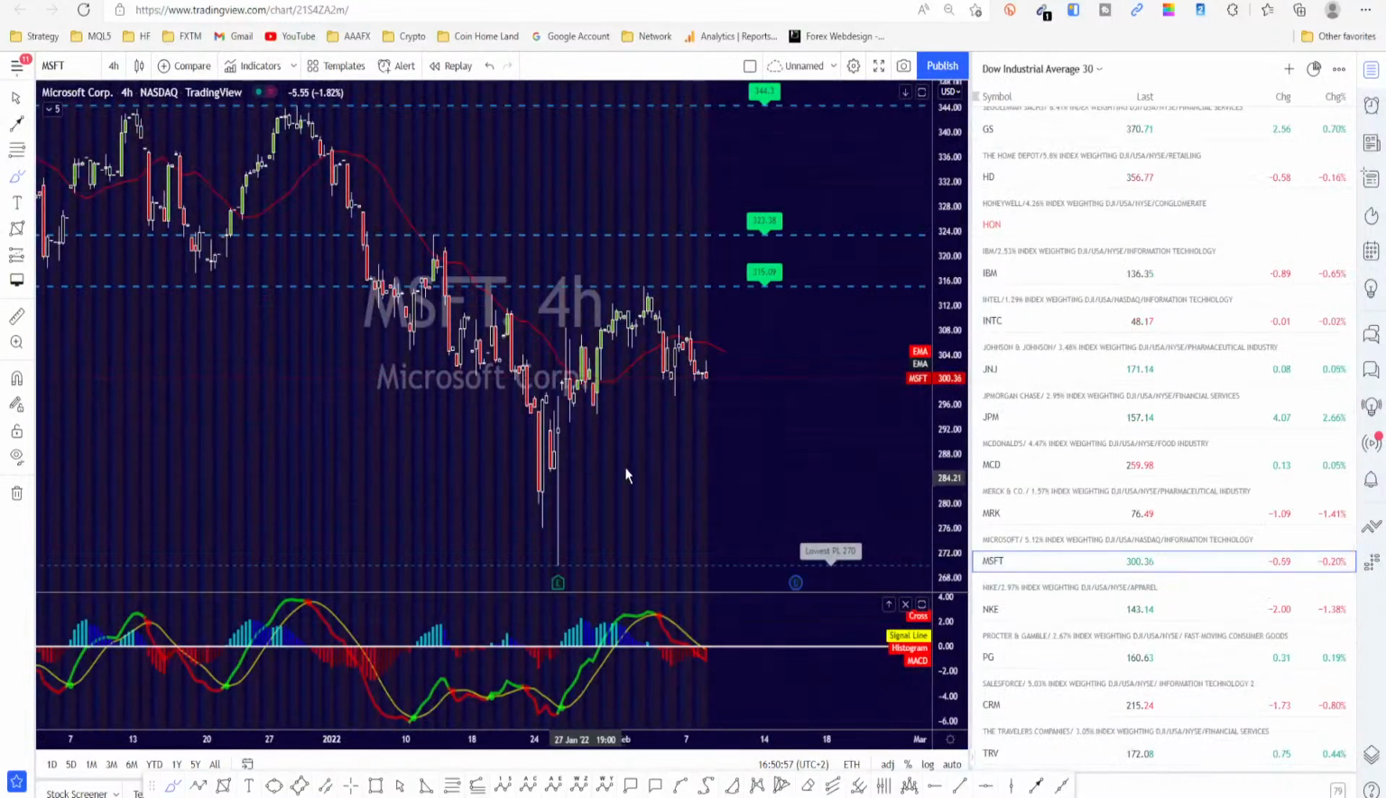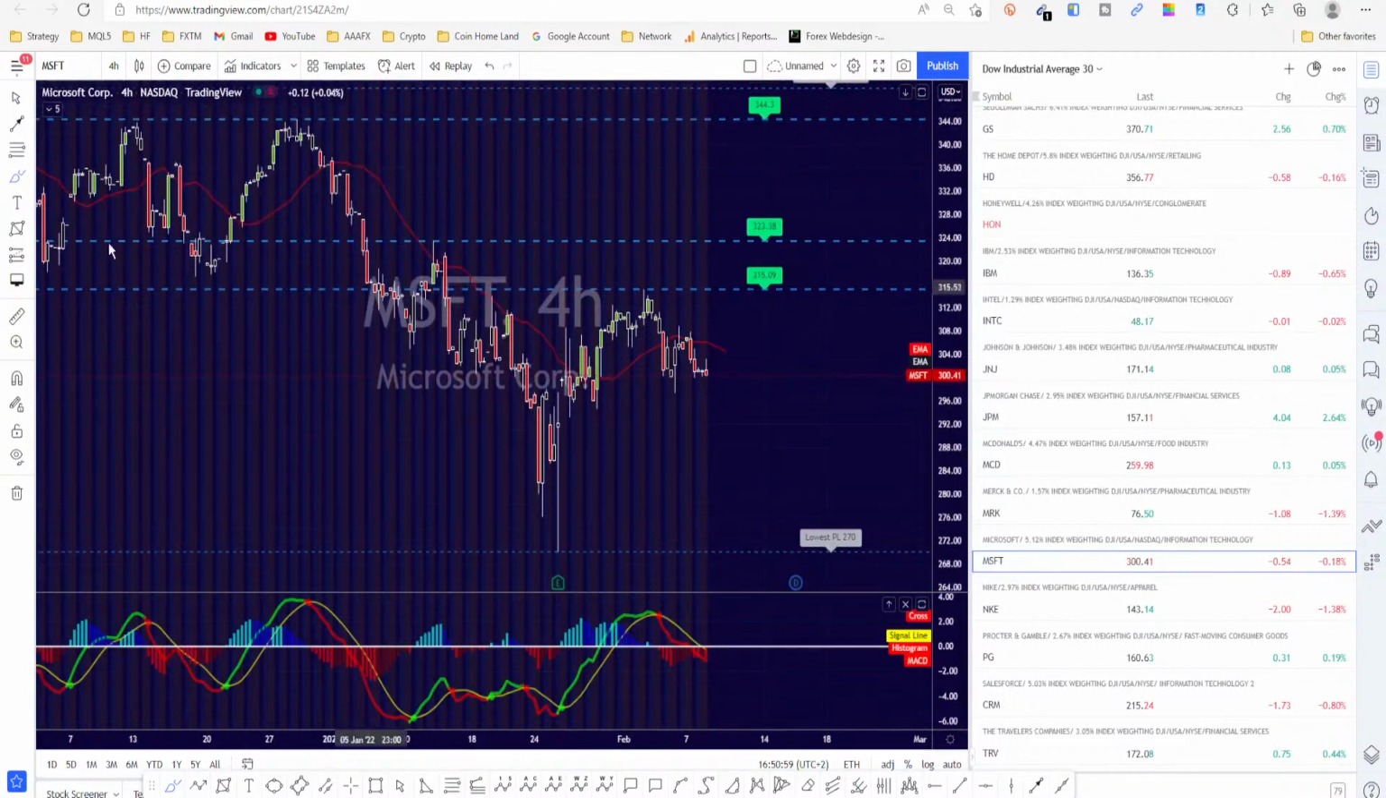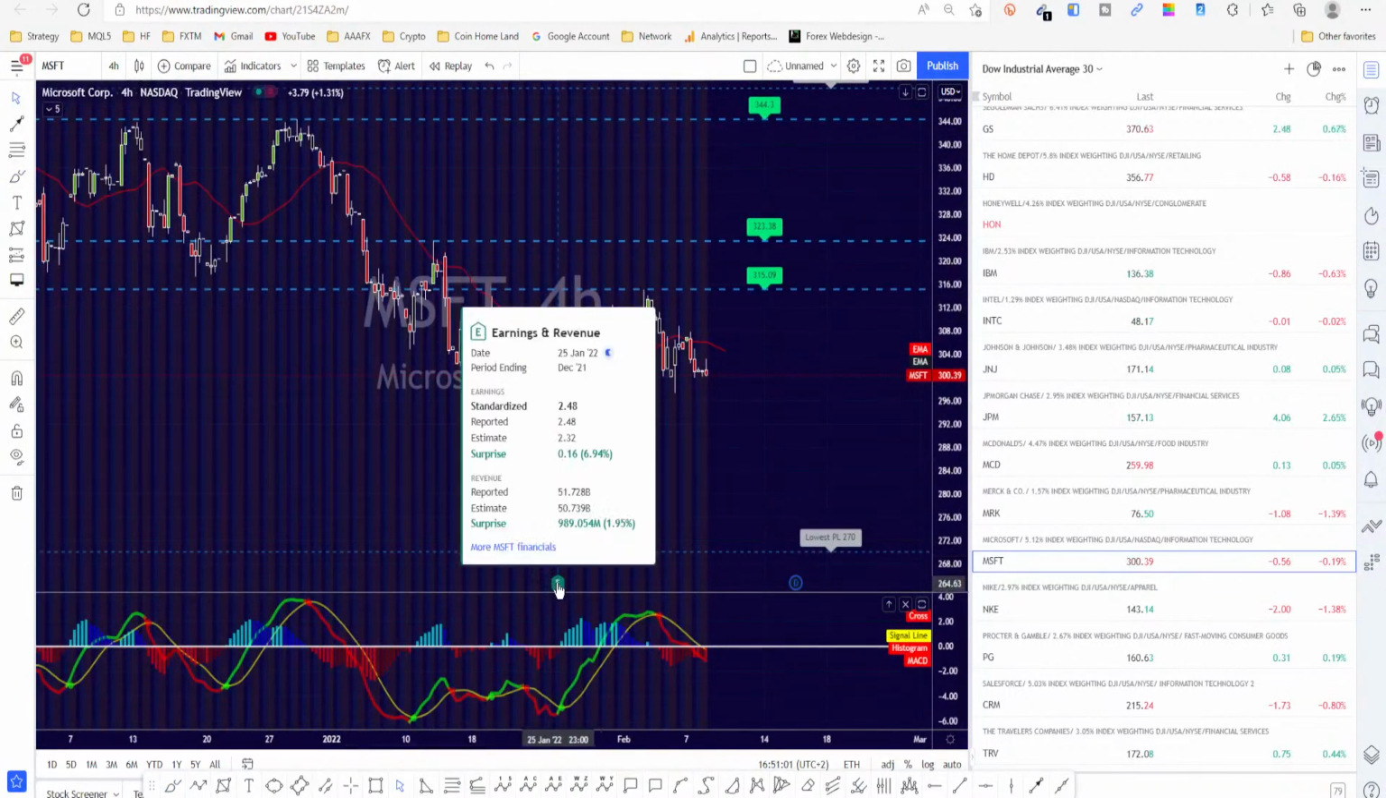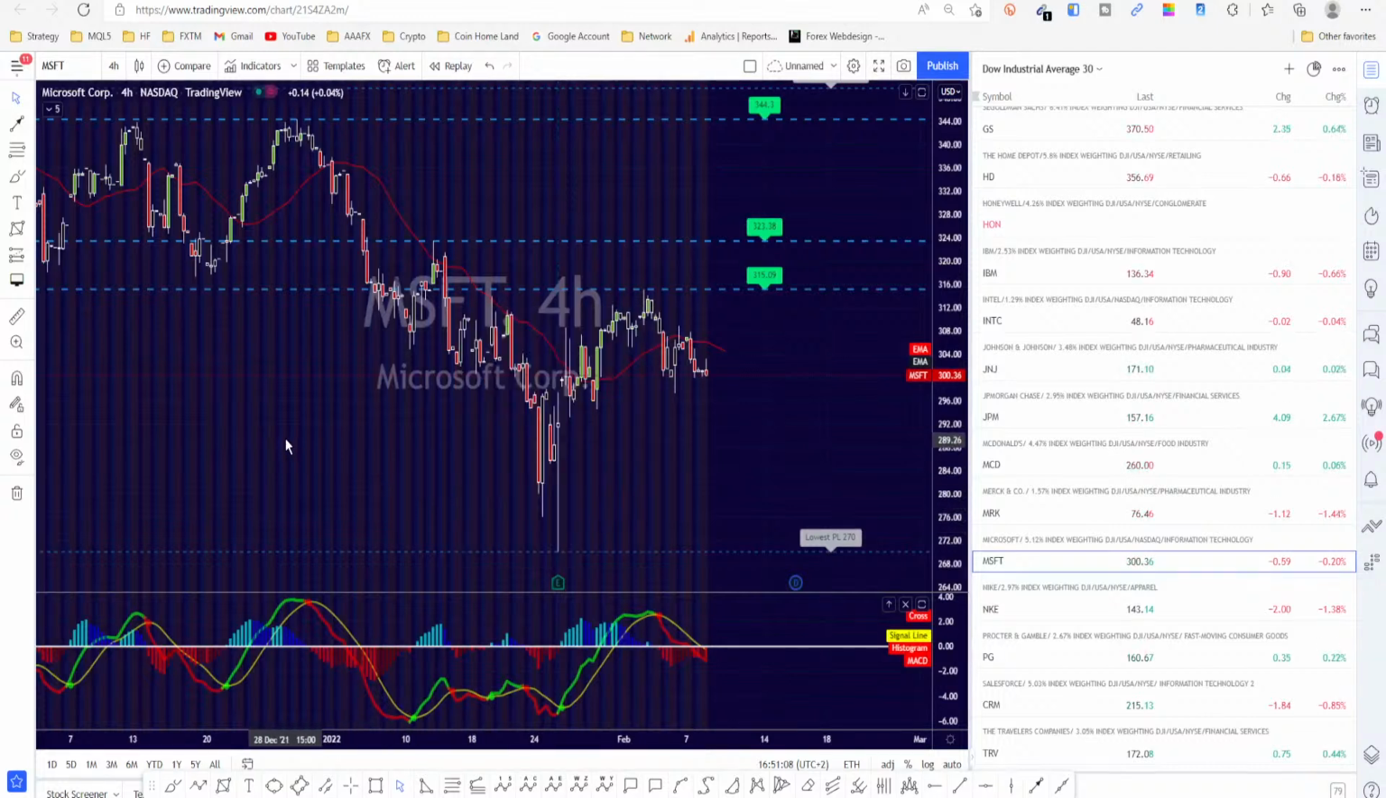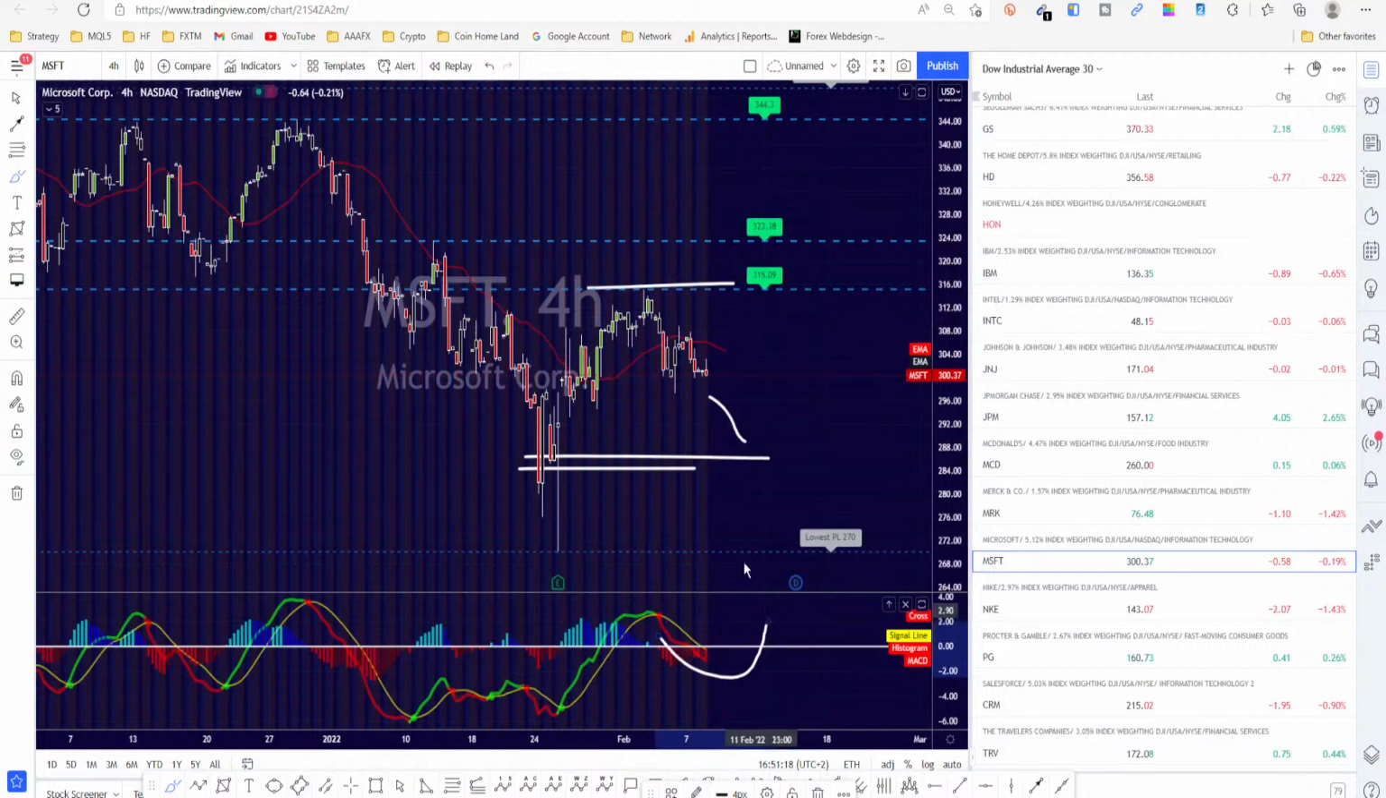Microsoft, the same scenario, still looking a little bit bearish. They reported $50 billion 989, surprise 6% per share, but the price right here is 316.3, so we can come down back here just a little bit. If you look at this correction, you just need a little bit more. Once it comes from here, I think it's just going to shoot back up.